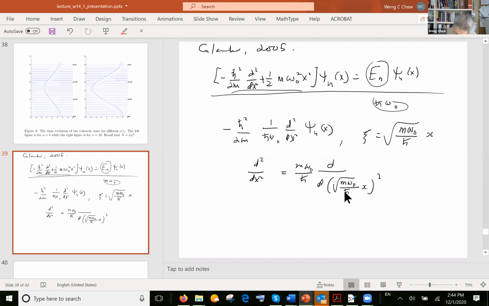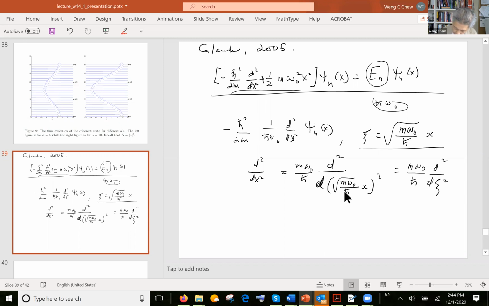Put a d here, I put a d here. I put a constant in there, but this constant can be taken out to cancel that constant. And because of that, I can write this as m omega naught over h bar d squared over d zeta squared. So zeta is my new variable. Sorry, there should be a square here.